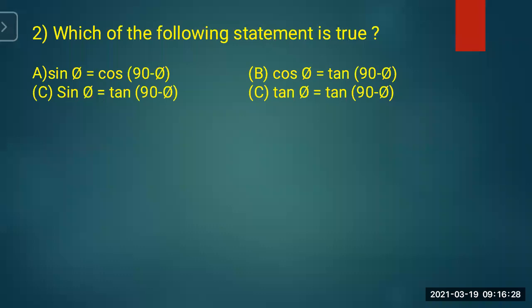Now, which of the following statements is true? This question is based on the relation among the trigonometric ratios. Let us check the first one: sin theta is equal to cos 90 minus theta. Second, cos theta is equal to tan 90 minus theta. Third, sin theta is equal to tan 90 minus theta. And fourth, tan theta is equal to tan 90 minus theta.